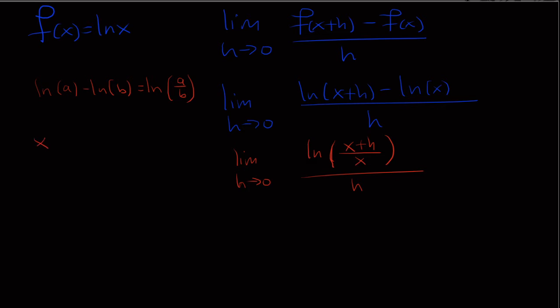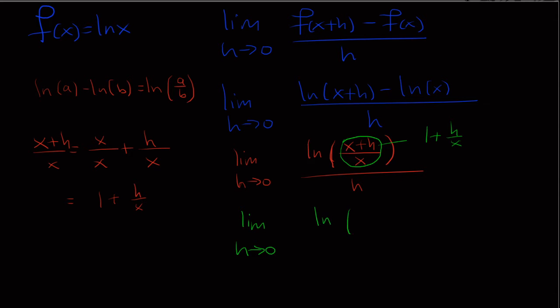And x plus h over x can be split up into two different fractions. It can be x over x and h over x. X over x is 1, plus h over x. So we're going to be replacing this inside with 1 plus h over x. So I have the limit as h approaches 0, ln of 1 plus h over x, all over h.